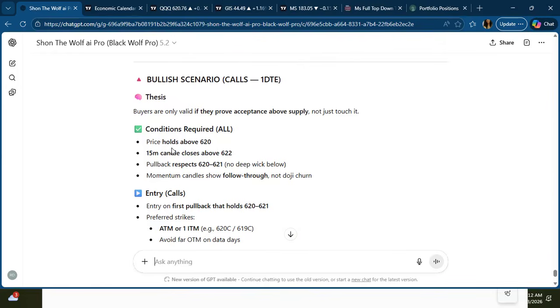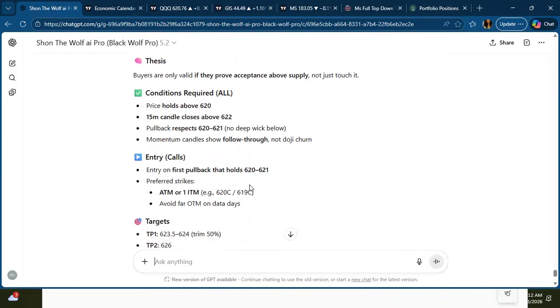All right, so price holds above 620. Then we have a 15-minute candle closes above 622. We get a pullback that respects 620 to 621. No deep wick below, and momentum candles show follow through, not doji churn.